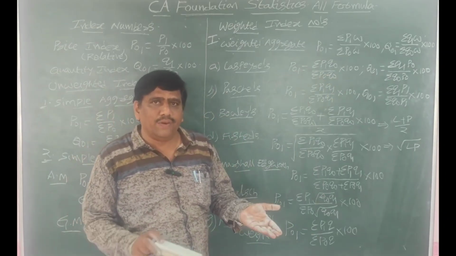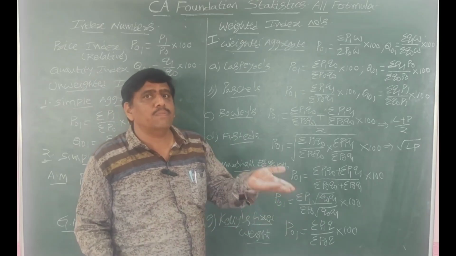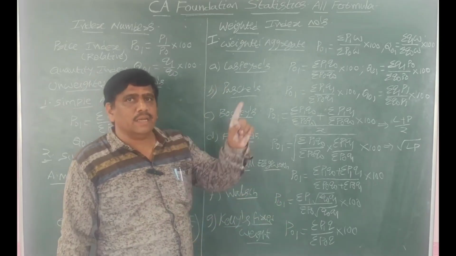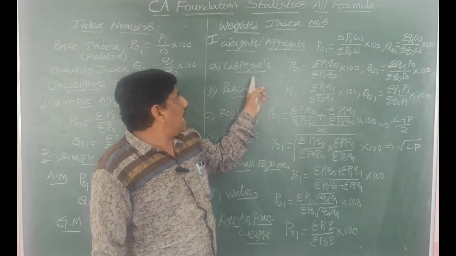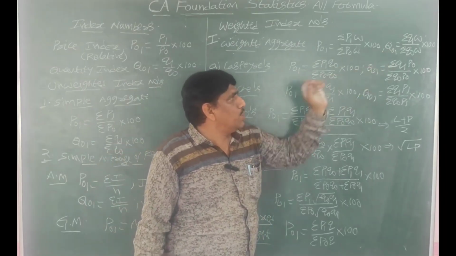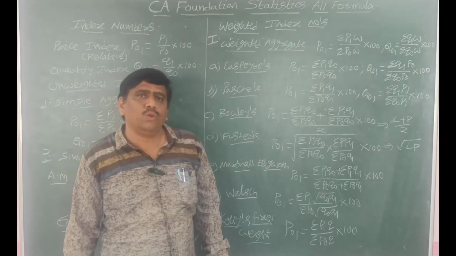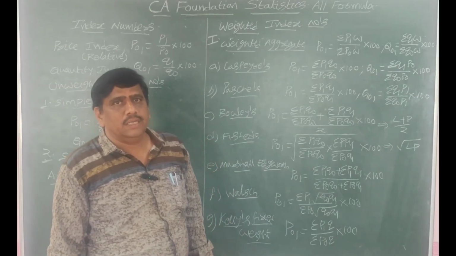If it is quantity, our weights will be prices. So base year prices will be the weights. That means W equals P0 in the quantity index. So the Laspeyres quantity index is summation Q1 P0 by summation Q0 P0 into 100.